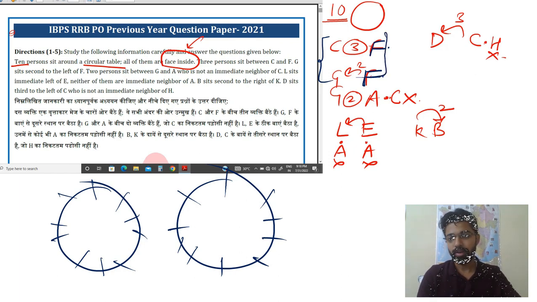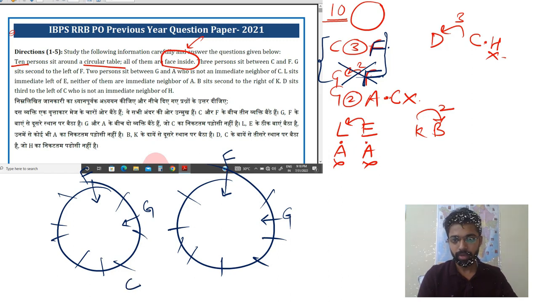G is second to the left of F. Let F be here. G is second to the left of F, and all are facing inside. So cut it after using this. C and F, there are 3 persons in the middle. So 1, 2, 3, C can be here, and 1, 2, 3, C can be here, facing inside. This is common sense, already given in the question. So now we have used these 2 notations.